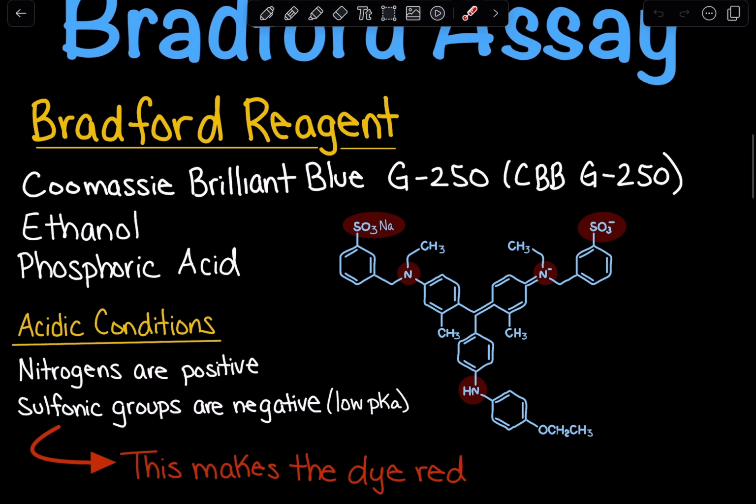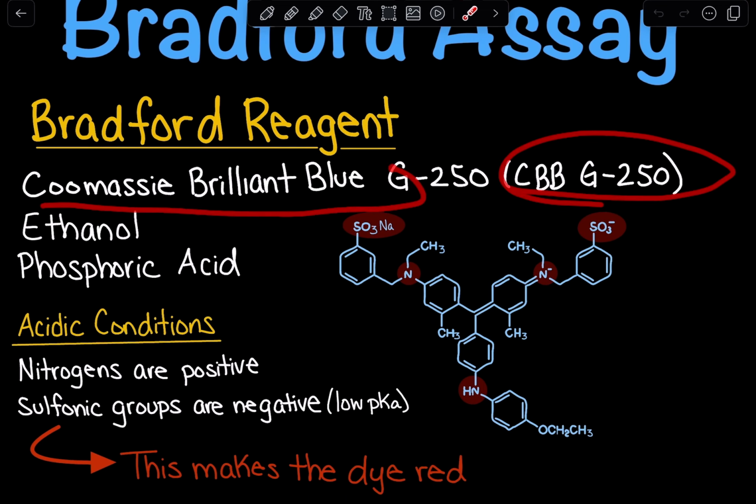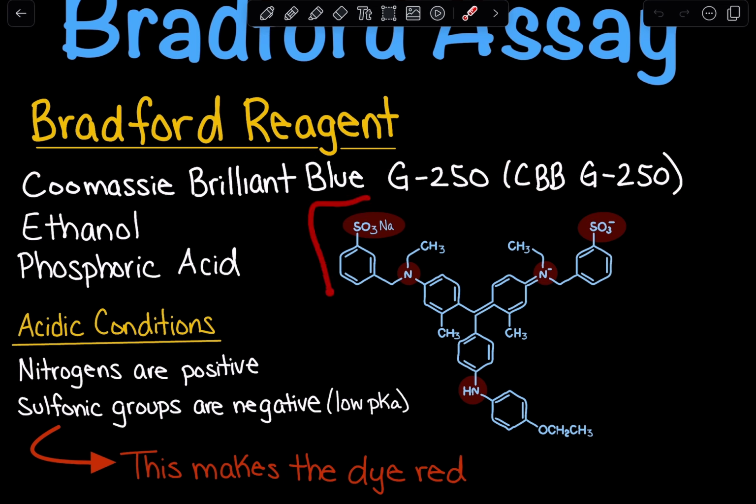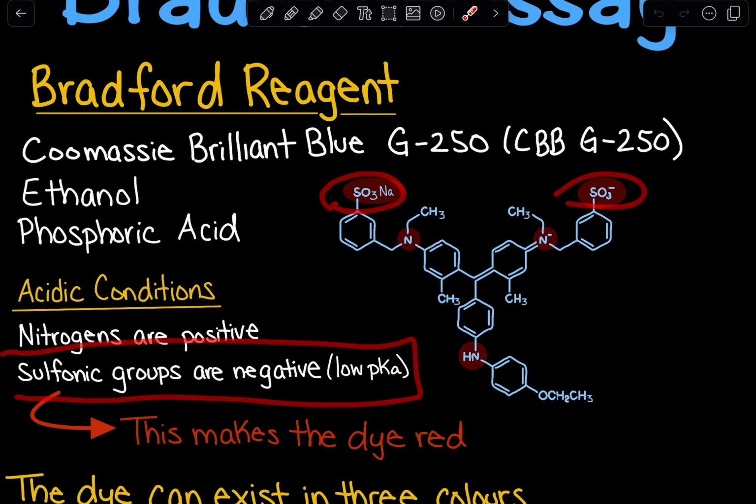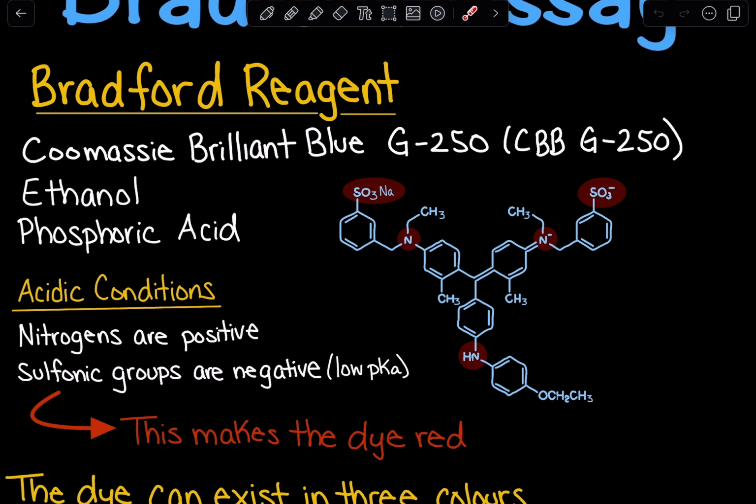Essentially, our CBB G250 or our Coomassie Brilliant Blue dye, this is the structure of the dye. And we can make note that it has these two sulfonic groups and it has these three nitrogen groups. And in acidic conditions, when we have that phosphoric acid, our nitrogens are going to be protonated and they are going to have a positive charge, whereas our sulfonic groups are going to be negatively charged because they have a very low pKa.